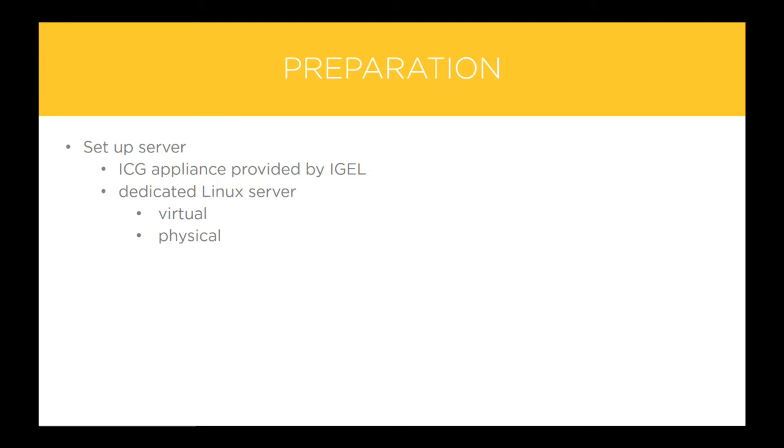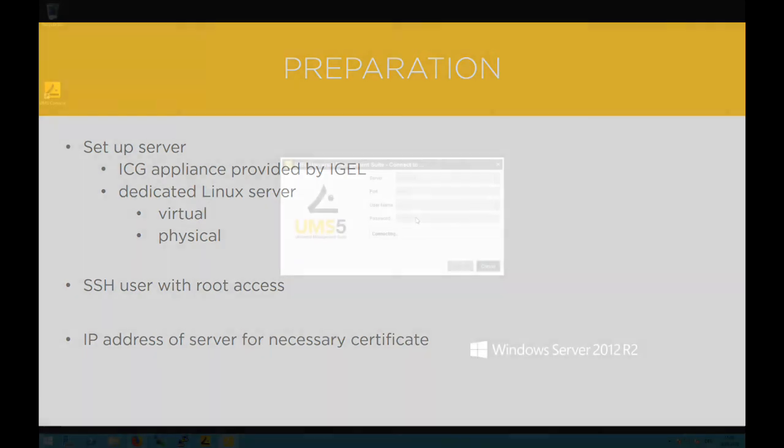Both solutions need an SSH user with root access. Last but not least, you need to know the IP address of the server. You need it to create a certificate which is necessary to connect the UMS with the ICG.